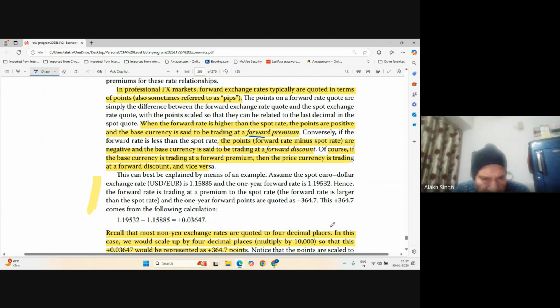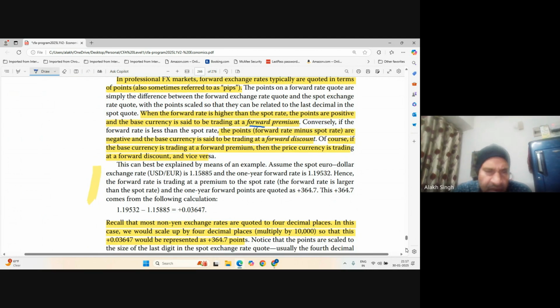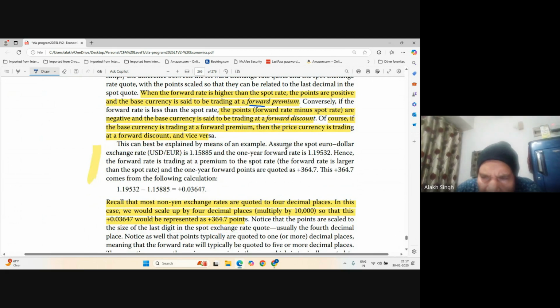Here is the example. Assume that the spot euro dollar exchange rate is 1.15885, so it is up to 5 digits after decimal. And the 1 year forward is 1.19. So this one is higher. So which one is trading at a premium? Hence the forward rate is trading at a premium to the spot rate. Which one is getting stronger? Euro, because euro is the base currency. So euro is getting stronger, and this is known as the forward rate trading at a premium to the spot rate.